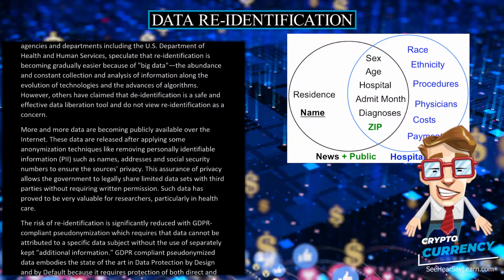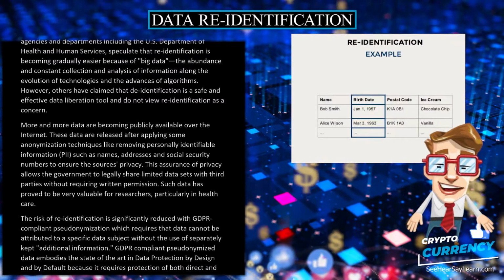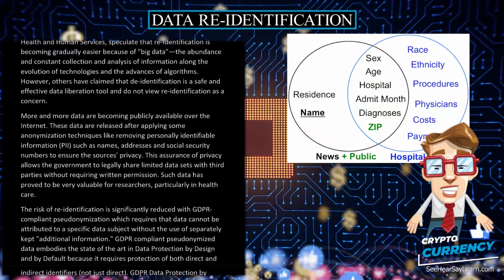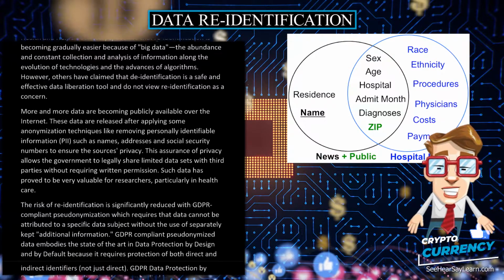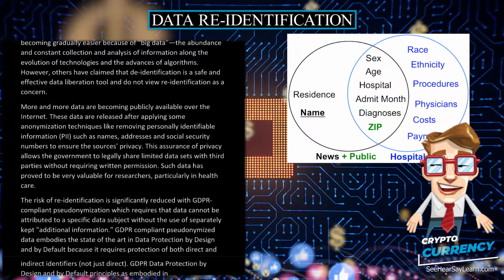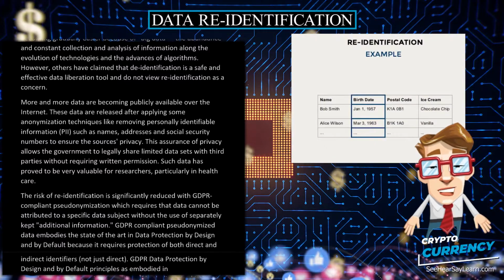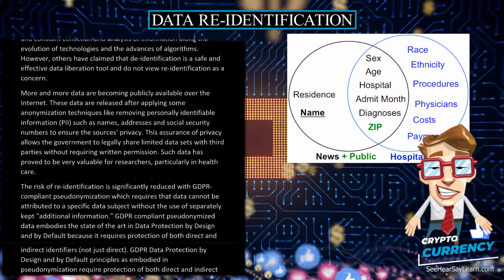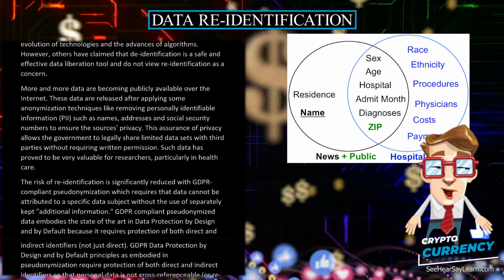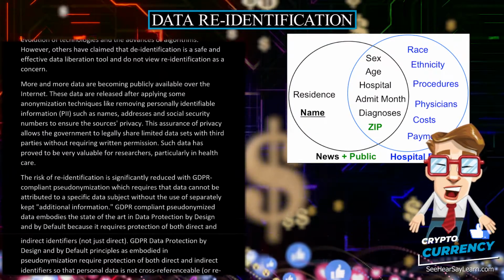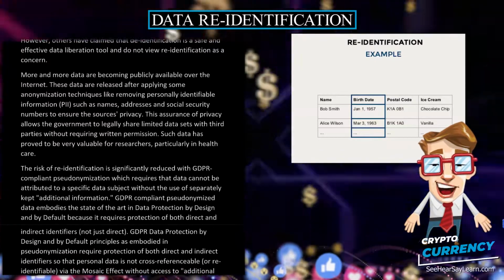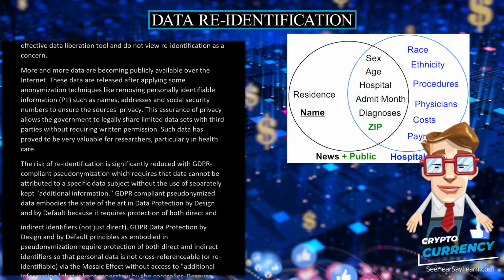The risk of re-identification is significantly reduced with GDPR-compliant pseudonymization, which requires that data cannot be attributed to a specific data subject without the use of separately kept additional information. GDPR-compliant pseudonymized data embodies the state-of-the-art in data protection by design and by default because it requires protection of both direct and indirect identifiers, not just direct.